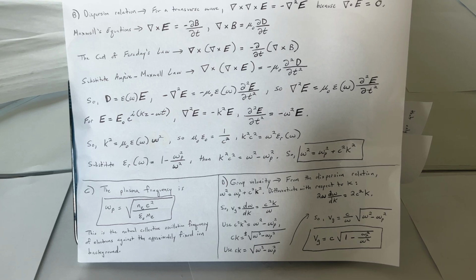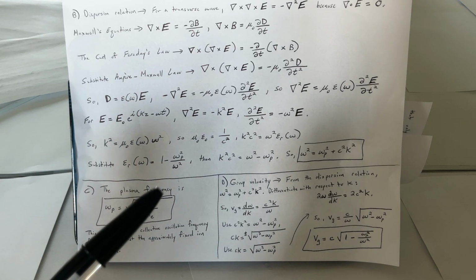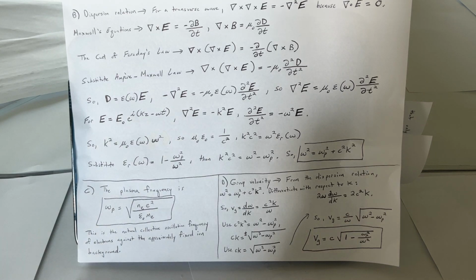Substituting here, epsilon sub r of omega equals 1 minus omega sub p squared over omega squared. And then k squared c squared equals omega squared minus omega sub p squared. So we could say right here, omega squared equals omega sub p squared plus c squared k squared. Okay, moving forward now, what they wanted for part C.